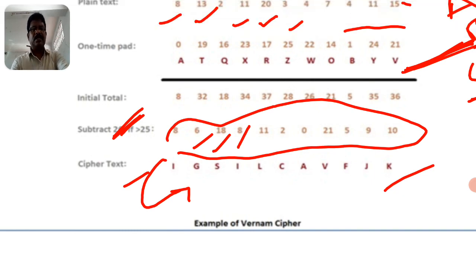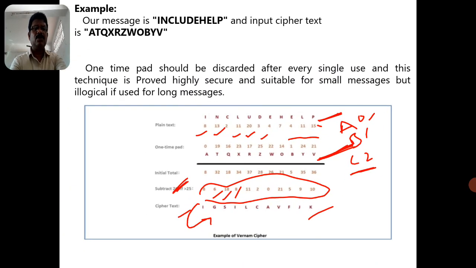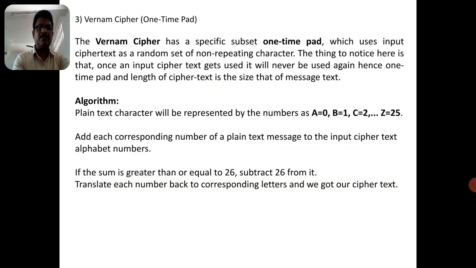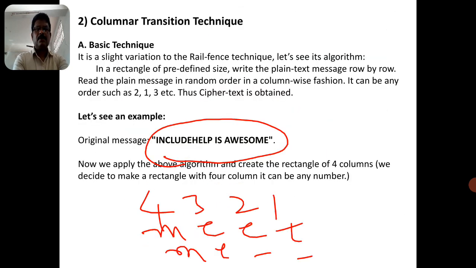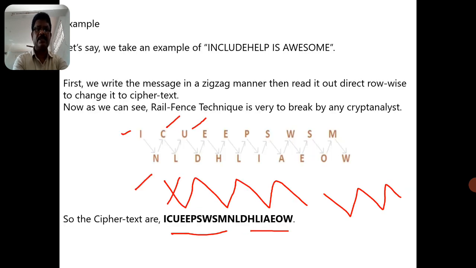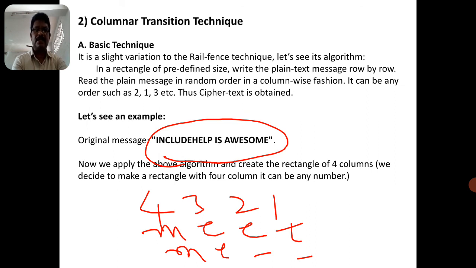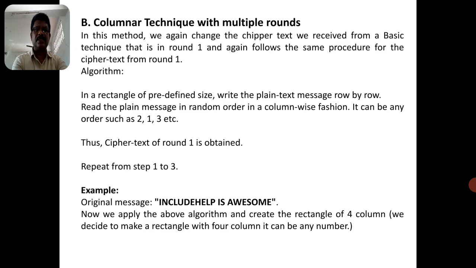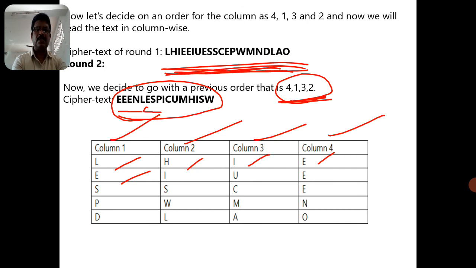So these three are the transposition techniques. We know that in transposition no element is mapped to another. Whatever elements are considered, we just take them and rearrange them, so the order may change. The permutation is taken, but the elements themselves cannot be changed. The first one is the rail fence technique, which is a row-wise technique. Coming to column transposition, there are two: the basic column transposition technique, and the column transposition technique with multiple rounds. The third one is the Vernam cipher.